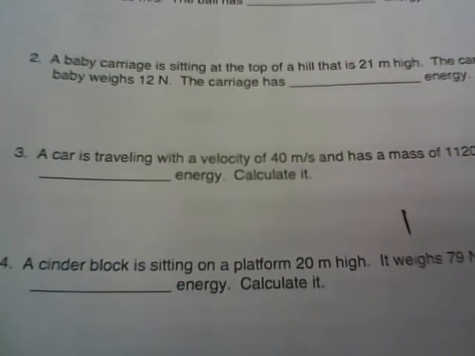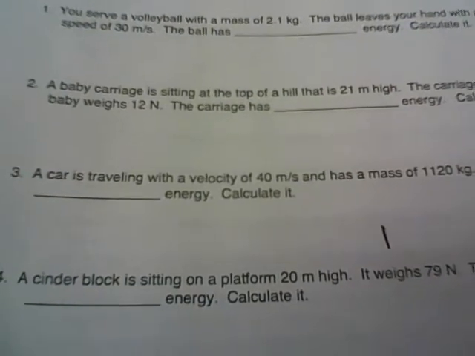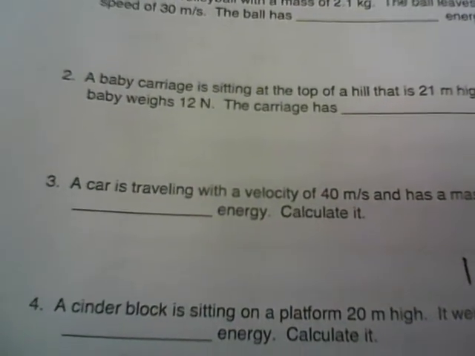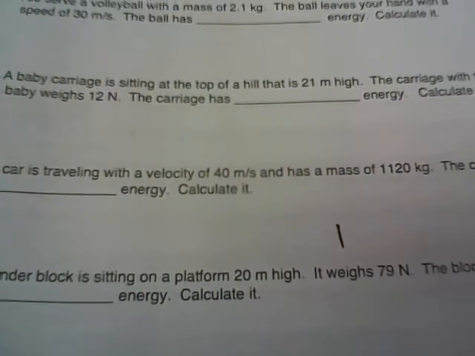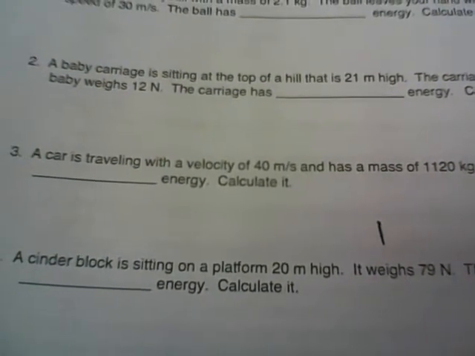Okay, so now that we've looked at kinetic energy, we want to look at potential energy. So let's take a look at number 2 on your kinetic and potential energy worksheet. Number 2 says a baby carriage is sitting at the top of a hill that is 21 meters high. The carriage with the baby weighs 12 newtons.